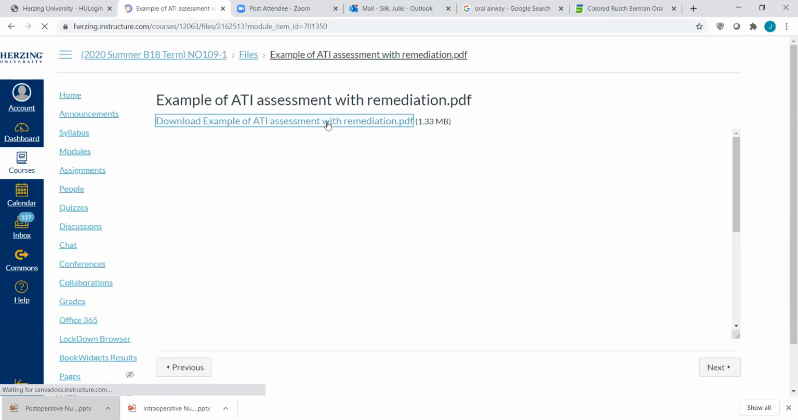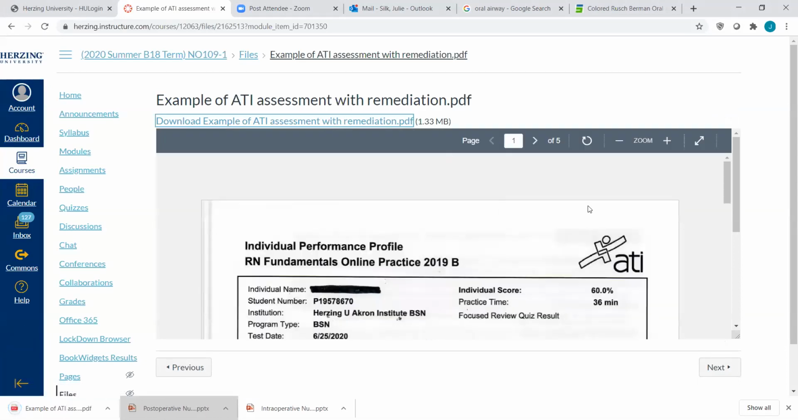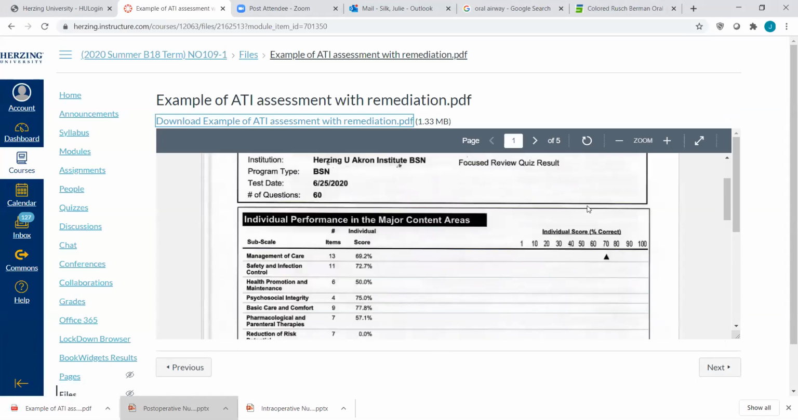You tell me if you see this or not. I may have to open it up again. I do. Okay, so here's that one example I was showing you guys.